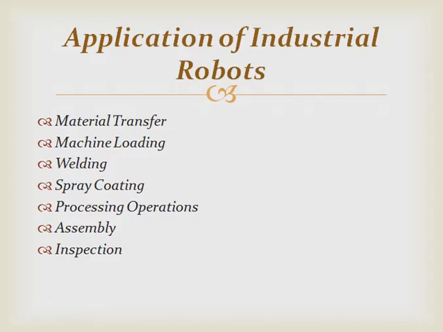Now let us discuss the application of industrial robots. We have considered applications in different categories depending upon the application area. These are mainly differentiated as material transfer, machine loading, welding, spray coating, processing operation, assembly, as well as inspection. So let us discuss one by one.